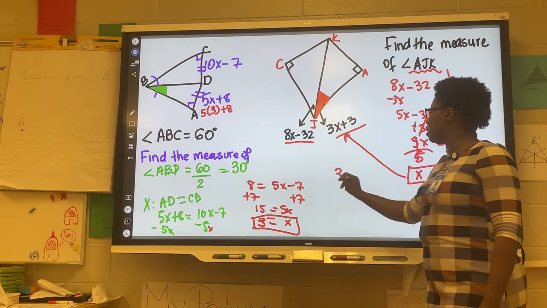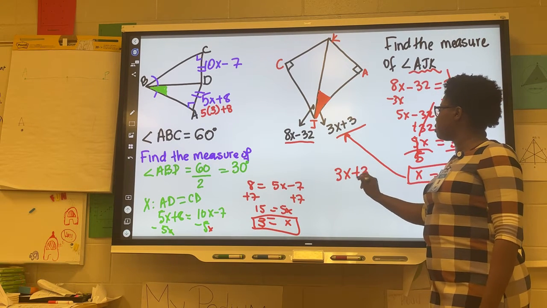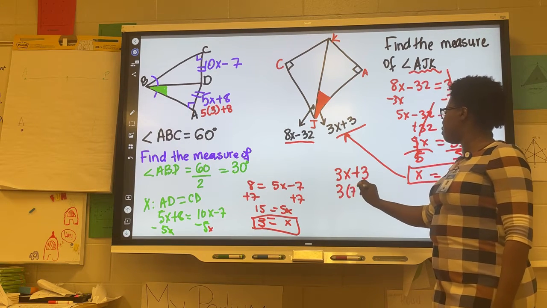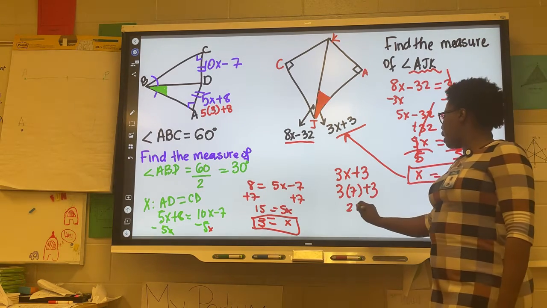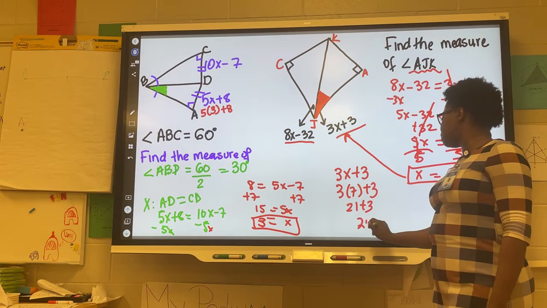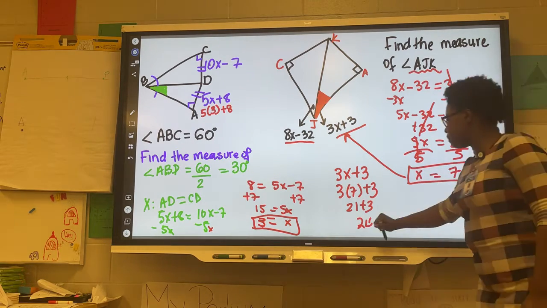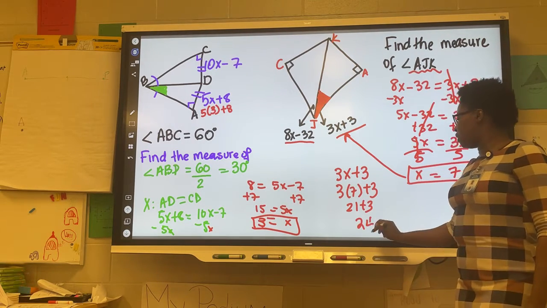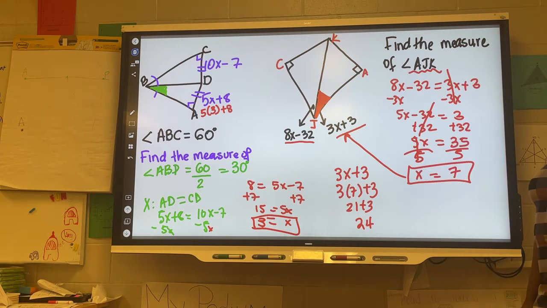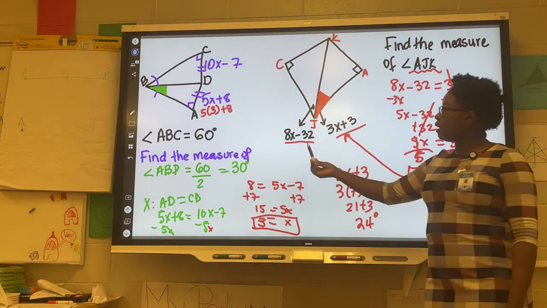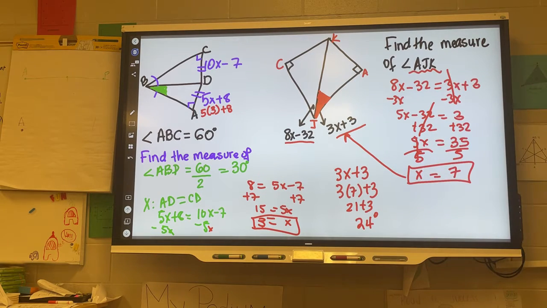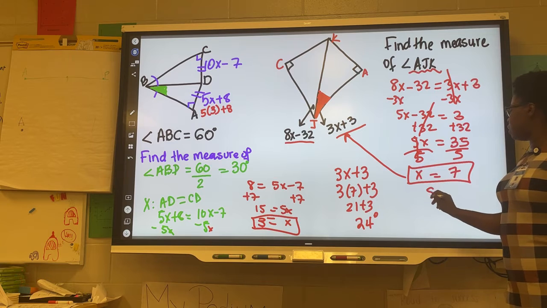So it's 3x plus 3, so it's 3 times 7 plus 3. 3 sevens are 21, and 21 plus 3 is 24. And this 24 here is not a length, it's a degree, so you have to say 24 degrees. And if you look at this side, since they're equal, it should give you the same 24. But let's just test that out, since we know the answer for that.